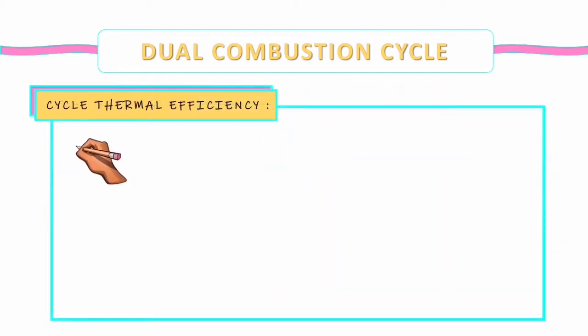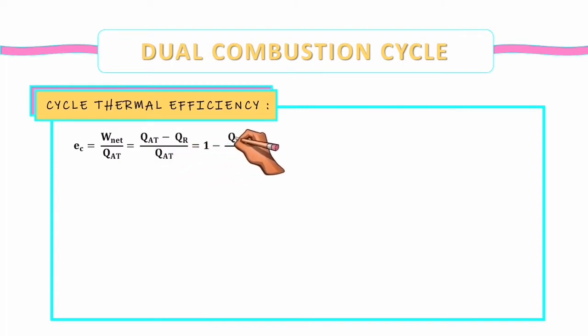For the cycle thermal efficiency, it is equal to the net cycle work over the total heat added, or Ec is equals to W net over QAT, equals to QAT minus QR over QAT. We know that W net is equals to QAT minus QR. So, the simplified form of this equation is equals to 1 minus QR over QAT. There is another formula for cycle thermal efficiency. So, let me discuss the derivation of that formula.